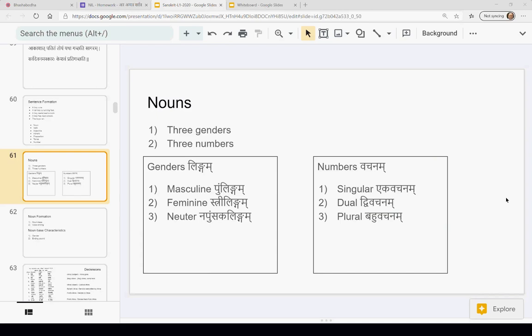Any question? The plural is called bahuvachana. Bahuvachanam.